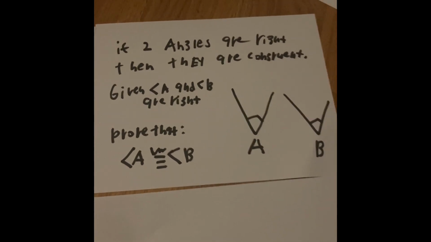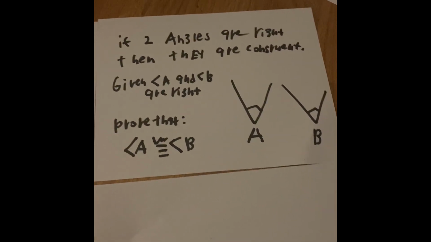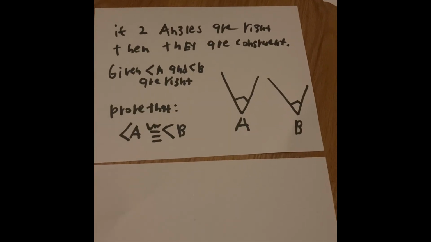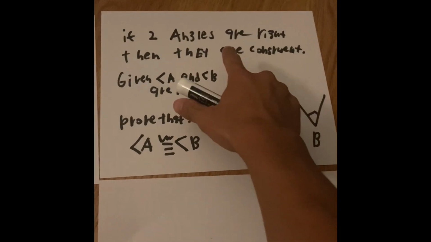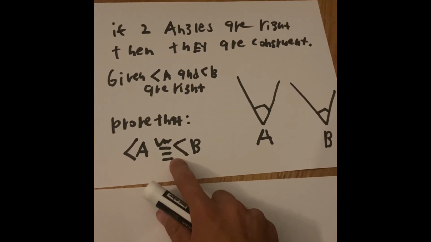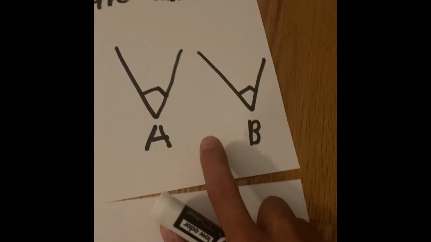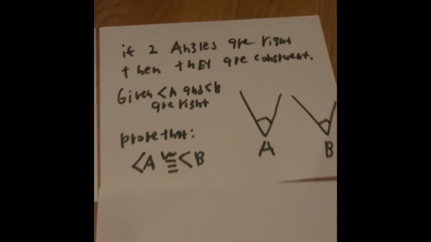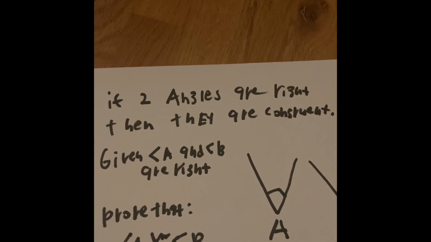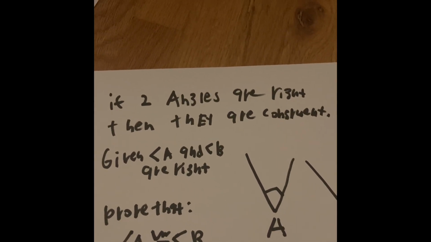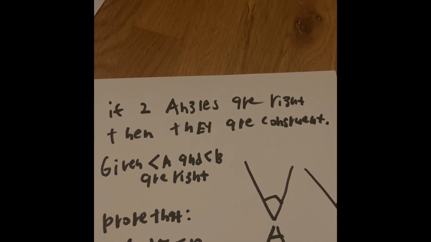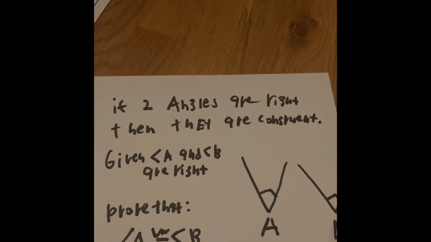And right here looks like it's the first one. So there are three things to look for when you prove something: a statement, what is given, what you have to prove to get to your answer, and a diagram. So let's look at the statement. If two angles are right, then they are congruent.